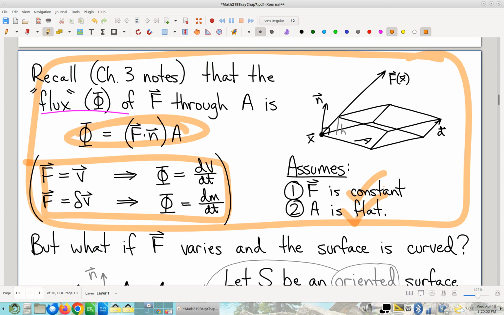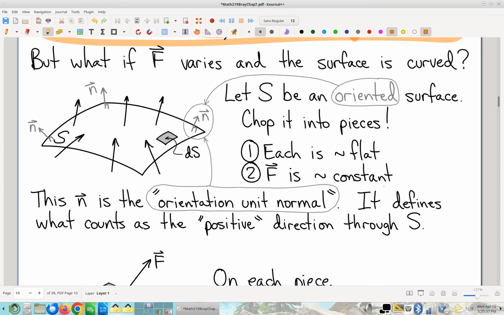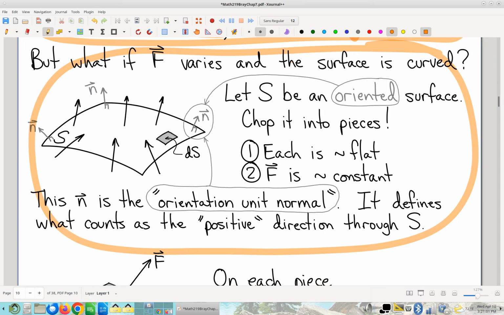But all of this was under the assumption that the vector field was constant and that the surface was flat. So what we talked about last time was how to adapt that if you have a curved surface and a non-constant vector field. Hopefully no surprise, we chop the surface up into little pieces like so. Each one is approximately flat, the vector field is approximately constant, and life is good. You just work it out on each piece and then you add it all up.